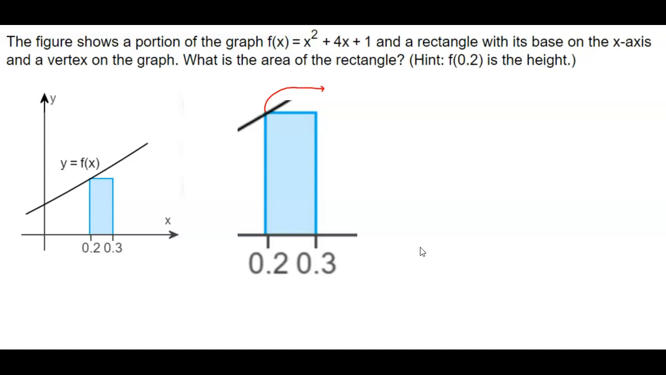Which means we got to find out, if we know that the function f of x is equal to x squared plus 4x plus 1, what we want to do is figure out what is this point right here. In order to do that, we got to use this hint of f of 0.2. So we want to find f of 0.2, which means that's going to be the input of all the x variables in this function. So we're going to replace all the x's in this problem with that value of 0.2.